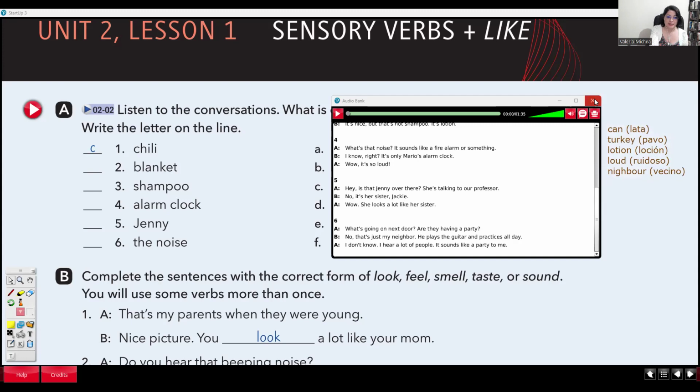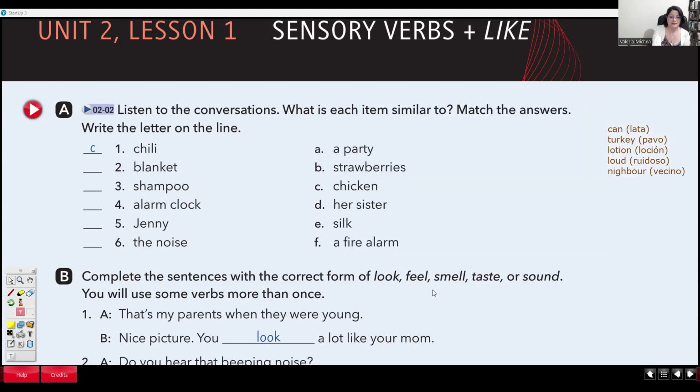And yeah, so a blanket, what happens with the blanket? Smells, tastes, looks, feels? Feels. Silk. Feels like silk, letter E. It's like silk, like skin. There we go.